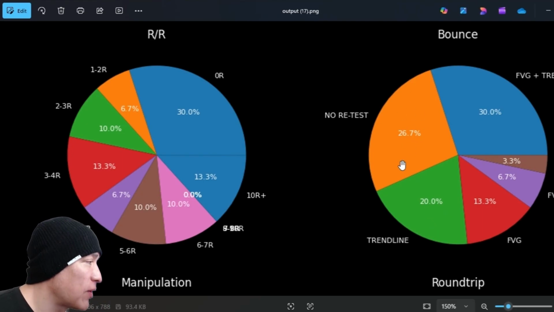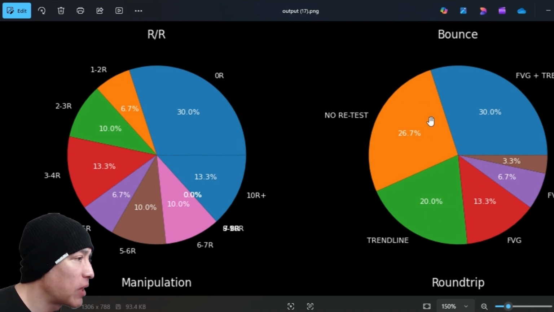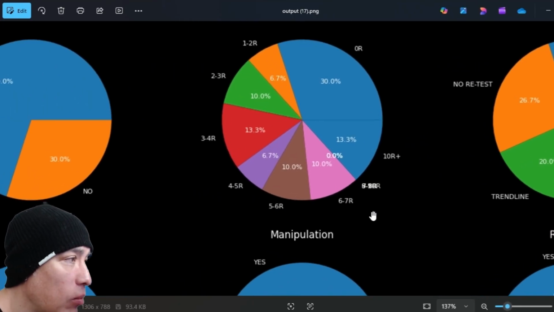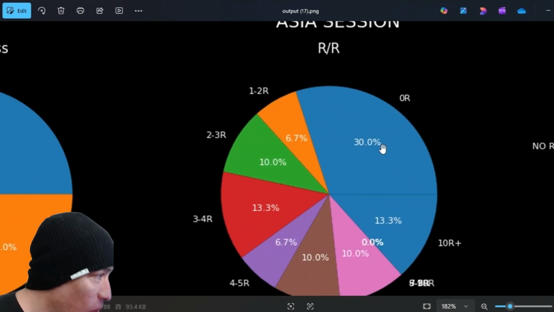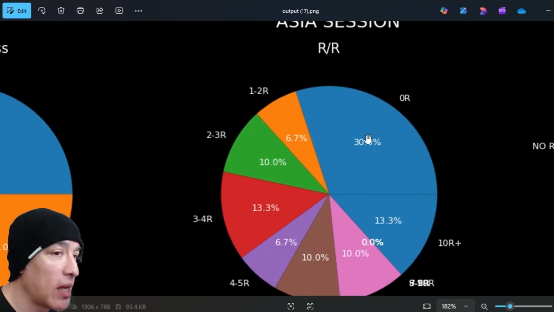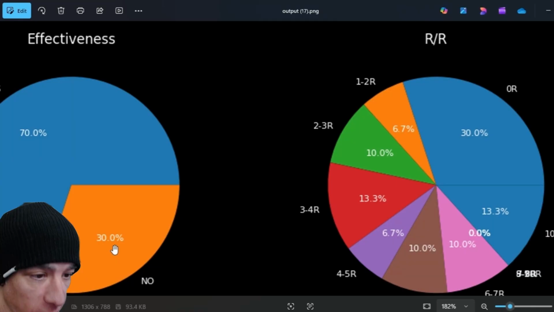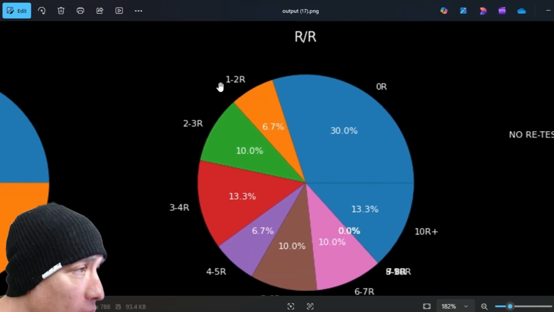It just takes off for the Asia session about 75% of the time. It will come back to retest at fair value gap or trend line. So you have to realize that just because this looks like the biggest one, you got to combine all these as retests, okay? So outside of that, how many multiples are we getting? And so we got 30% of the time it did not, right? It hit our stop loss. And we see that over here, right? It's almost reflected on that chart as well.